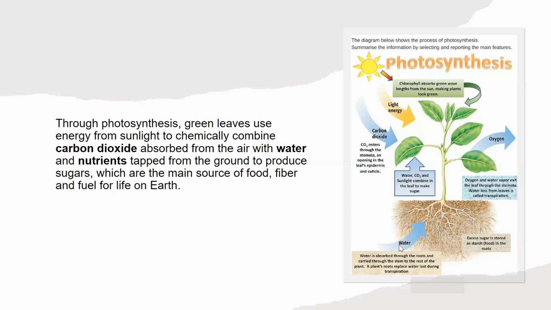As you can see here, water is absorbed through the roots and carried through the stem to the rest of the plant. A plant's roots replace water lost during transpiration. Water, carbon dioxide, and sunlight combine in the leaf to make sugar. Here, oxygen is being released. Oxygen and water vapor exit the leaf through the stomata. Water lost from the leaf is called transpiration, and excess sugar is stored as starch in the roots.